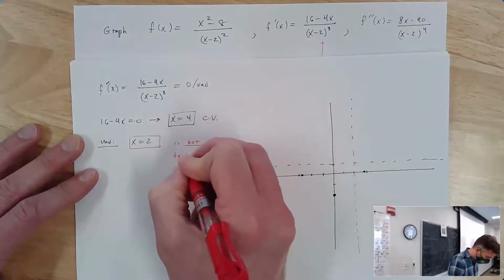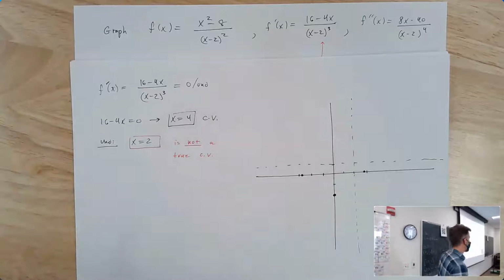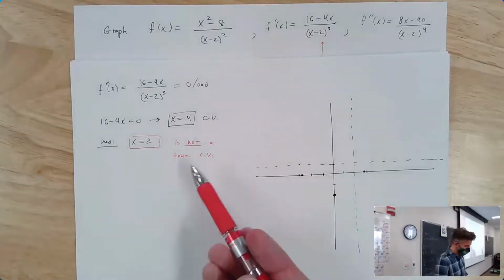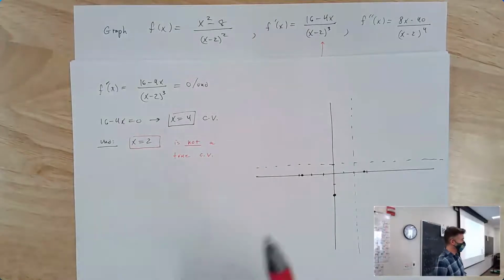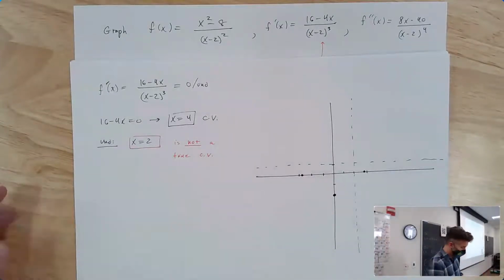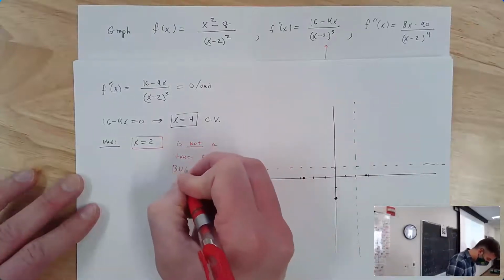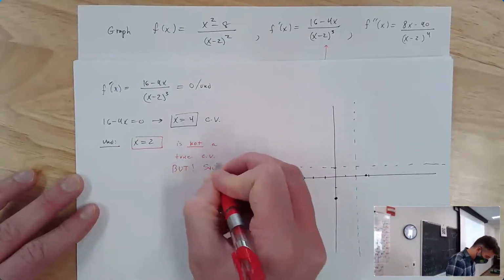Now, I should be careful here. Your professor might have defined things slightly differently. Some people do actually define the critical values to be places where the derivative is 0 or undefined, even if it's not in the domain of the original function. But the usual typical definition of a critical value is it has to be a place where the derivative is 0 or undefined, and it has to be in the domain of the original function. So this is not a true critical value, but it's still important.